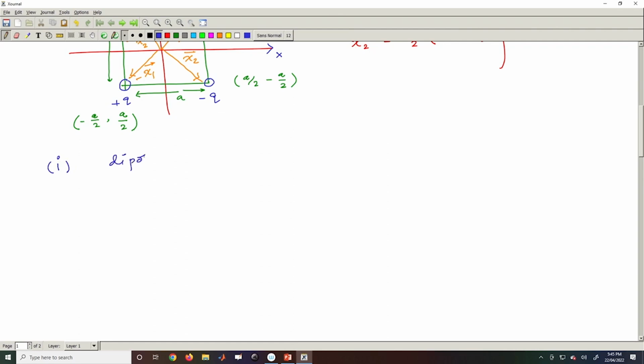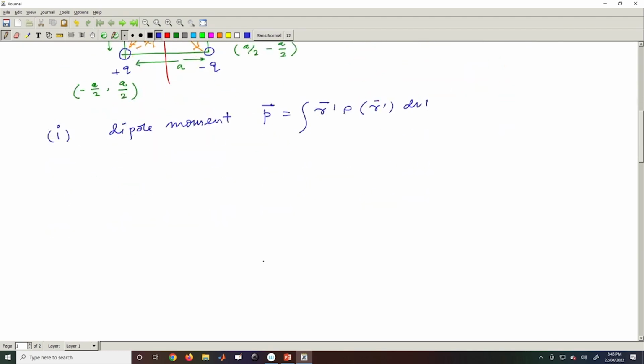So, the dipole moment of this system is, according to our rule, P, the integration of r prime rho r prime dv prime. Now, rho is the density, and we know for discrete charge how the density is calculated.